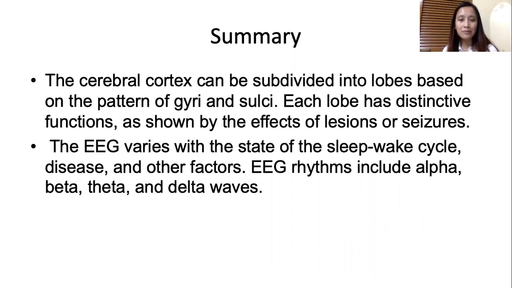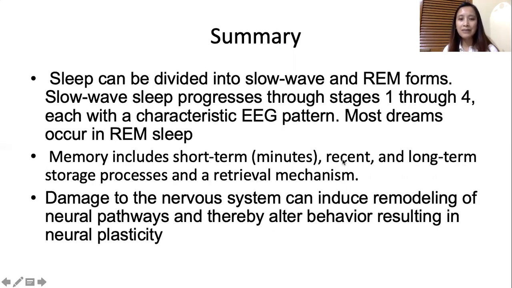So in summary, the cerebral cortex can be subdivided into lobes based on the pattern of the gyri and sulci, and each lobe has a distinct function as shown by the effects of lesions or seizures. The EEG varies with the state of the sleep-wake cycle, disease, and other factors. EEG readings include, as I showed you earlier, the alpha, beta, theta, and delta waves. Sleep can be divided into slow wave sleep, the first stages of sleep, and REM sleep, which is stage 5. Slow wave sleep progresses through stages 1 through 4, each with a characteristic EEG pattern. Most dreams occur in REM sleep, and the EEG pattern is like that of an awake person.